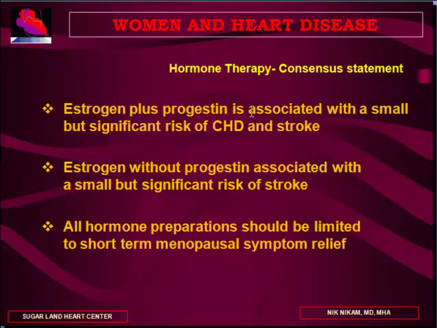Here is a general consensus about hormone therapy for women and heart disease risk. Estrogen plus progestin is associated with a small but significant risk of coronary artery disease and stroke. Estrogen without progestin is associated with a small but significant risk of stroke. All hormone preparations should be limited to short-term menopausal symptoms relief.